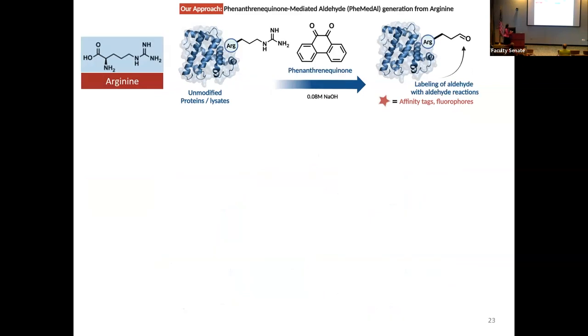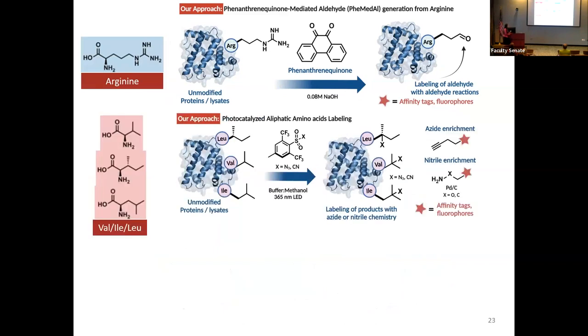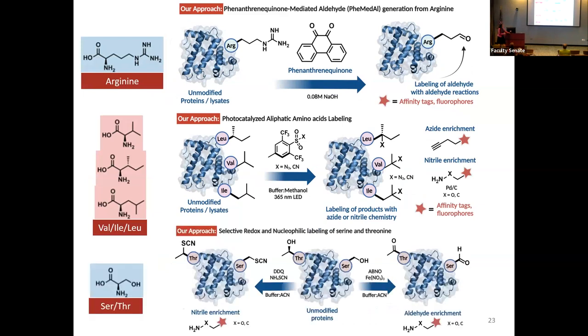And you can see here, this complicated guanidinium group is now converting into this aldehyde group in a selective manner. And similarly, we are developing methods for other amino acid residues, which are in the red region. And we will introduce only particular groups at these positions, as well as amino acid residues like serine and threonine. We have two different strategies.